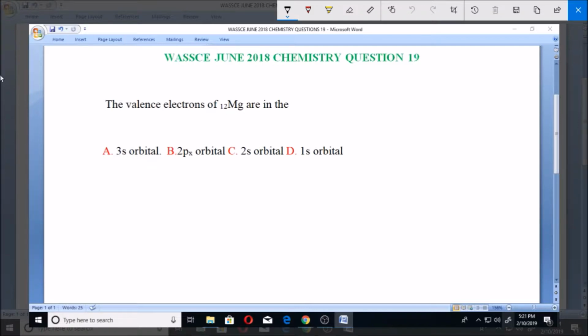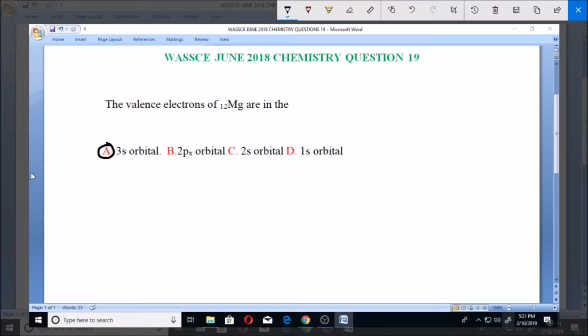So let's go through this. Now the answer to this is actually A. It is in the 3s orbital. Why is it in the 3s orbital?